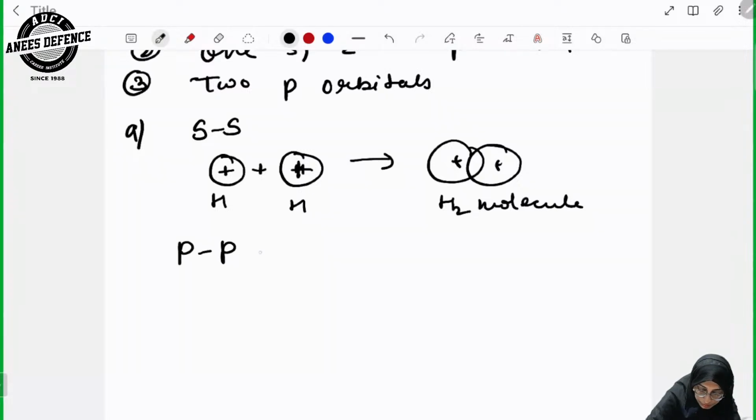PP orbital, PP overlap. As I told you, the overlapping should take place between positive and positive sign. Actually, what is an orbital? Orbital is the place where there is the most probability of finding the electrons. Somewhere it's like wave mechanics, waves, so somewhere plus and somewhere minus.